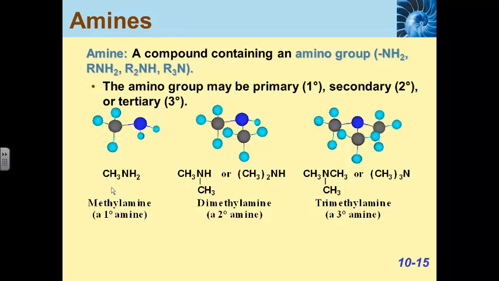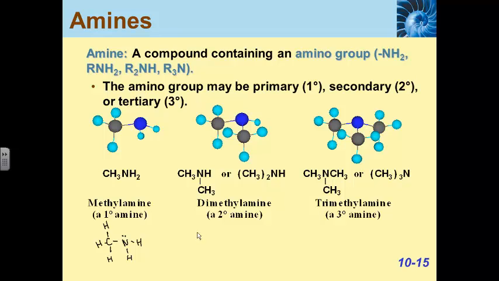Let's practice, see if I can make sense of that. Here we have a primary amine, CH3NH2. If I were to draw that structurally, we'd have CH3NH2. And I do have a lone pair of electrons to complete the octet on that primary amine. The nitrogen is attached to 1 carbon, making it a primary amine.